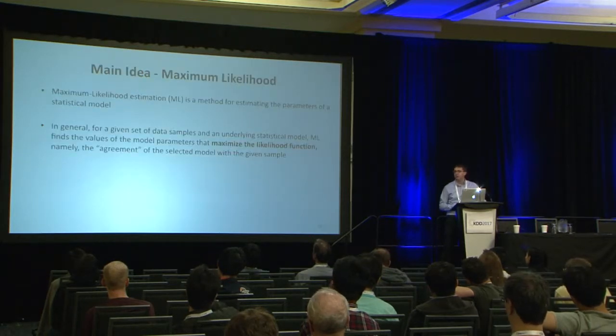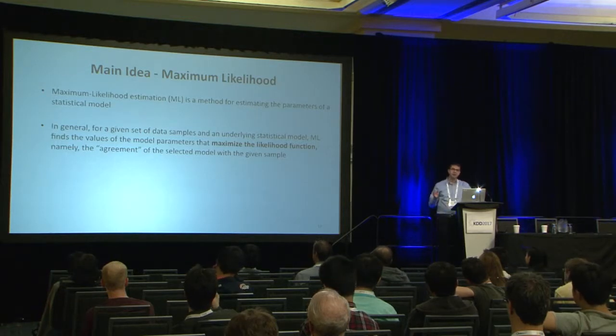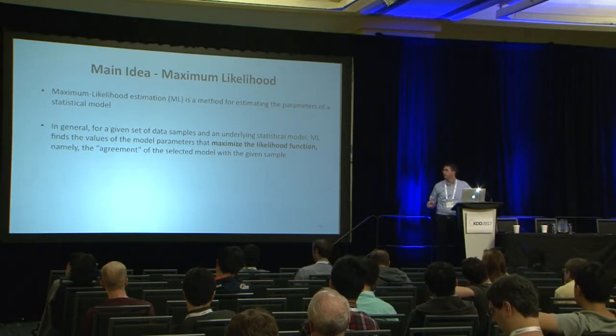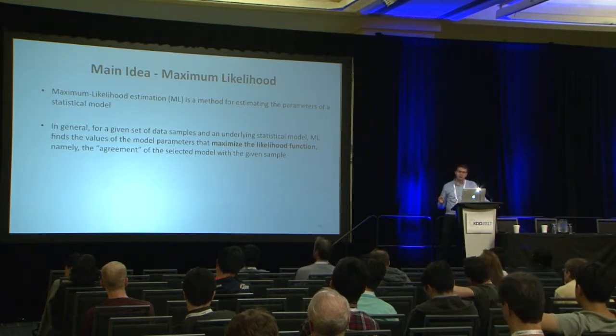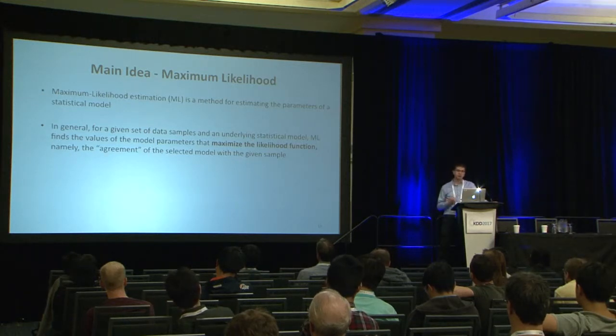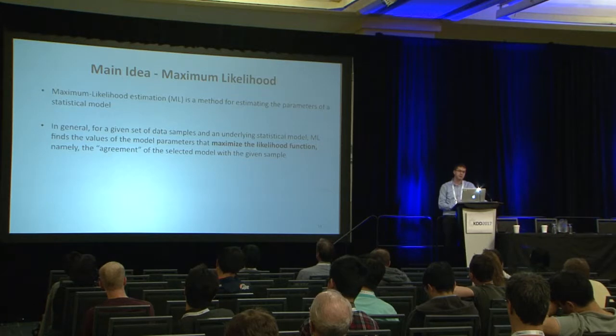So the main idea is the maximum likelihood method, which is a well-known method for estimating the parameters of a statistical model. Generally, we have a set of data samples and an assumed underlying statistical model, and the maximum likelihood just finds the values of the model parameters of the assumed model that maximize this likelihood function. Namely, that maximize the agreement between our assumption about the model and the given data samples that we have.